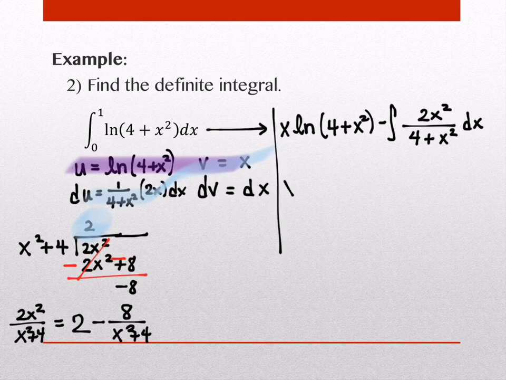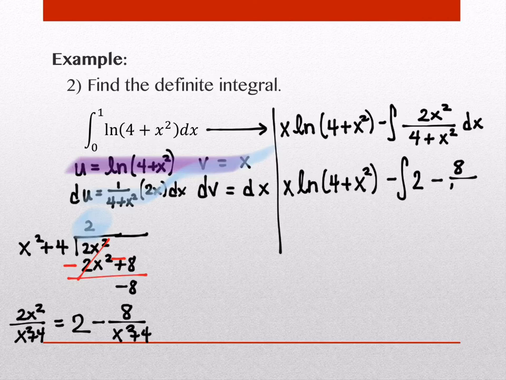Okay, so I've got my x natural log of 4 plus x squared minus the integral of 2, there's another minus, 8 over 4 plus x squared dx. I am happy as a lark to take an antiderivative of 2. That's fantastic. But how do you do the antiderivative of 8 over 4 plus x squared? We could try, but the problem is that if I let the denominator be u, I'm going to get a 2x out of the derivative, and I don't have a 2x in the problem. I only have that 8.